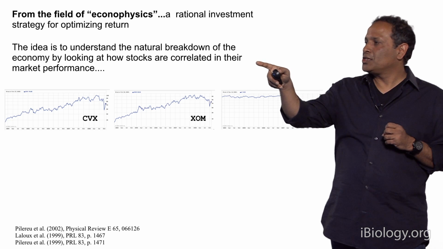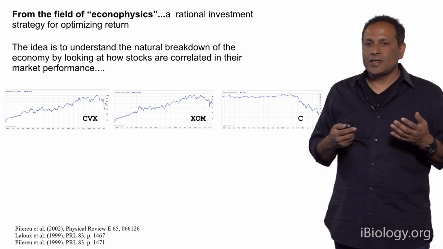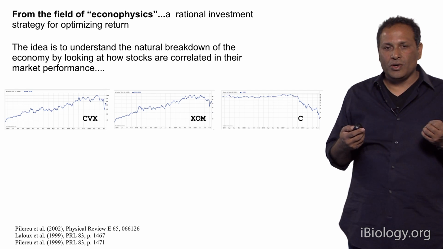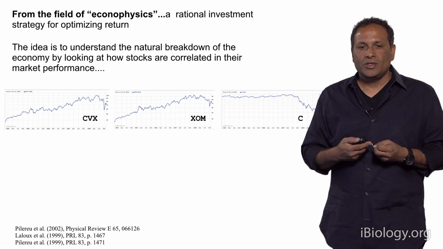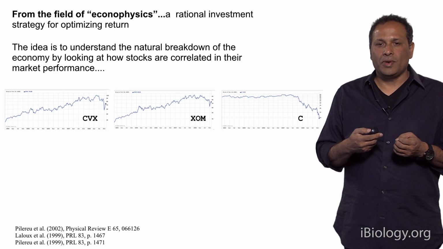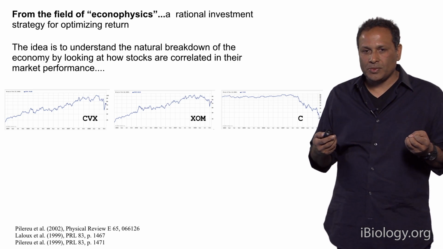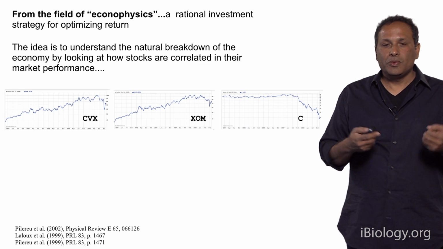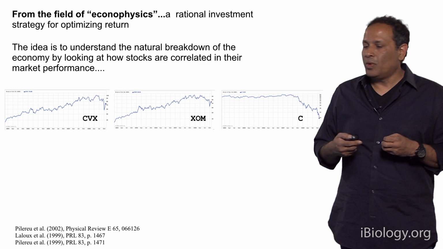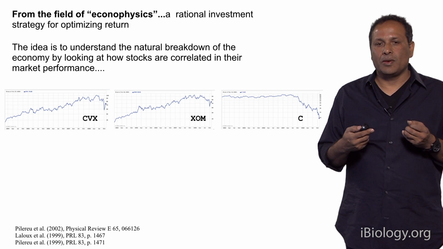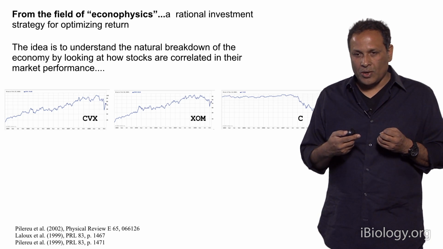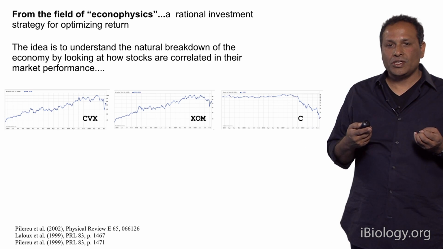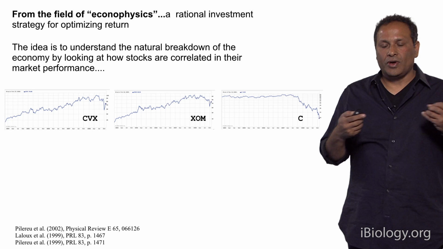The idea in this approach is to understand the natural breakdown of the economy by looking at how stocks are correlated in their market performance. Now, we all know that the general principle of investment is to diversify our stock portfolio, putting our money in as many independent modes of the market as possible to mitigate risk. But how do we identify what are the independent modes of the stock market? Well, one approach might be to deeply know something about all the companies and the way that they interact and so on. But it turns out that one can also pose this problem mathematically by making correlation matrices over the performance of all the stocks in the market.